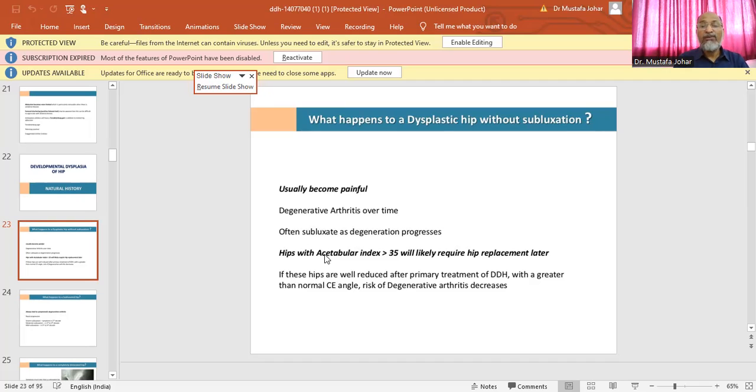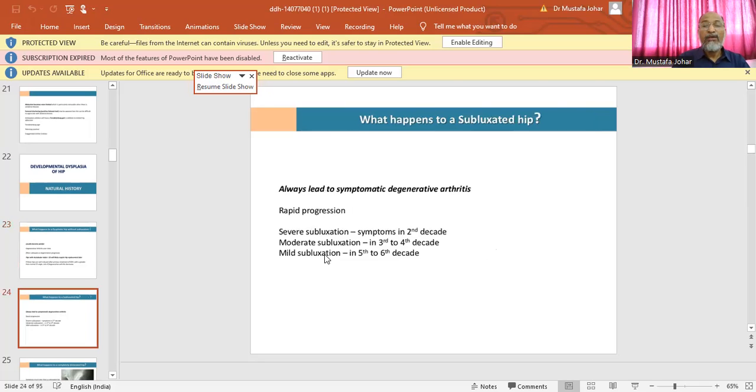If these hips are well reduced after primary treatment of DDH with a greater than normal CE angle, the risk of degenerative arthritis decreases. So the care of the child is important. Otherwise, the child will have a crippling problem of pain and an abnormal gait, which looks very ugly, and the child suffers. So, in childhood and infancy, it should be treated and it should be detected rightly.